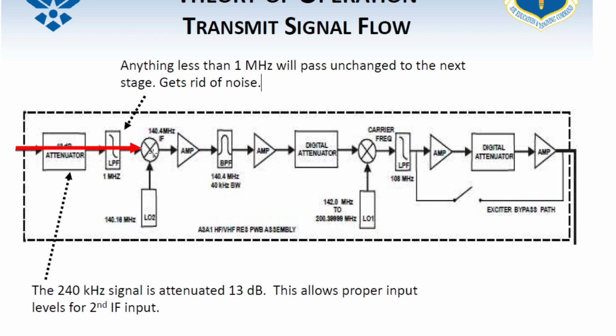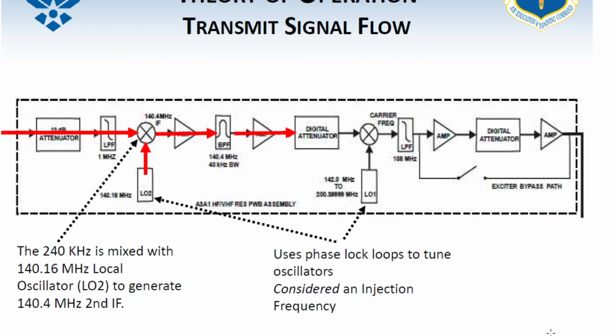Next we go to this mixer here. This is our local oscillator number 2. It uses something called phase lock looping to tune its oscillators. It is considered what's known as an injection frequency. These frequencies are called injection frequencies. The 140.16 megahertz, that's the injection frequency that gives us our second IF.